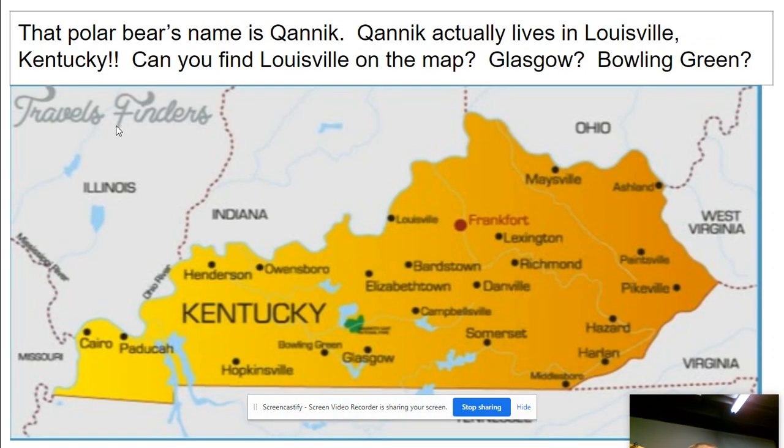Okay, this polar bear's name is Kunik. That's how that is pronounced. I had to look that up and watch a video. So this polar bear's name is Kunik. Kunik actually lives in Louisville, Kentucky.